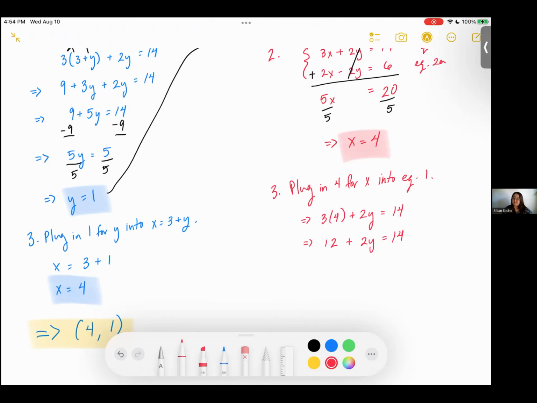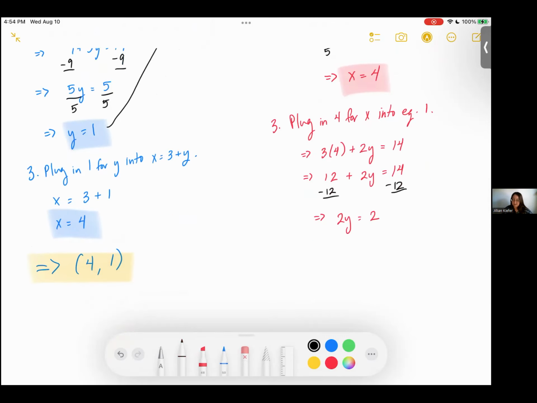We want to simplify for y. We're going to subtract 12 from both sides. Then we'll end up with 2y is equal to 2. We're simplifying for y, so we can divide each side by 2. And we get y is equal to 1, which is the same answer that we got for the substitution method. So there we go, verifying that that is definitely going to be the correct answer.